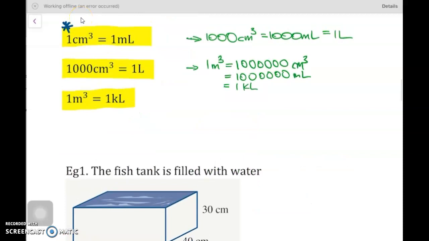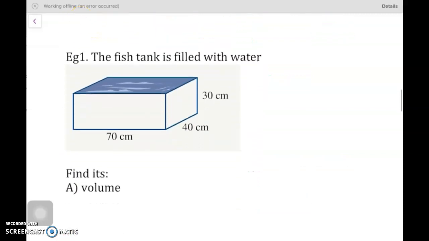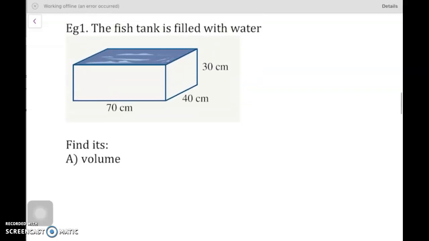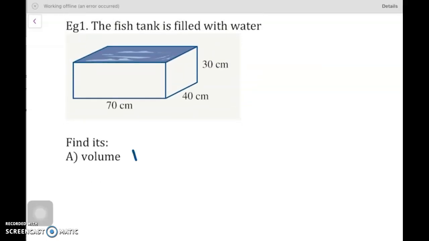Let's think about that as we answer a few questions involving containers. Our first example is a fish tank, and it's filled with water. We're going to figure out firstly its volume so that we can find out its capacity. The volume of this container is the volume of a rectangular prism. We know the formula for that. It's the area at the bottom times the depth.